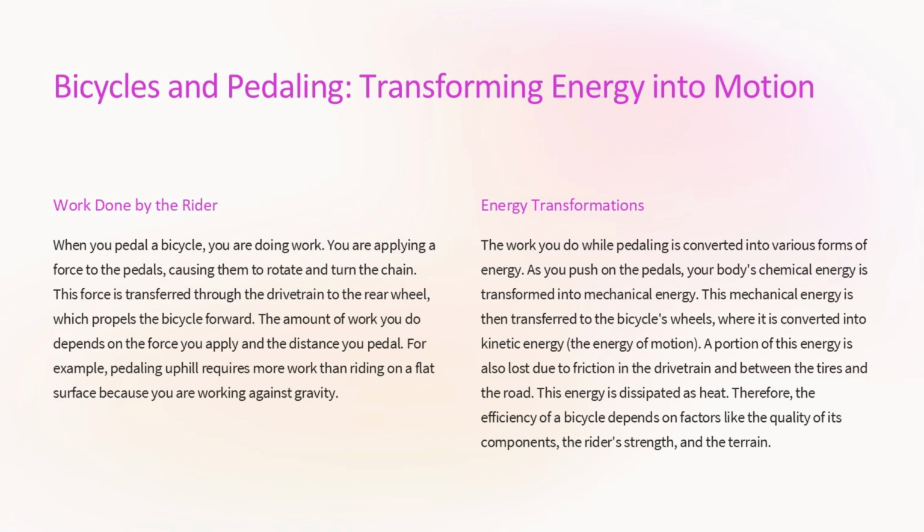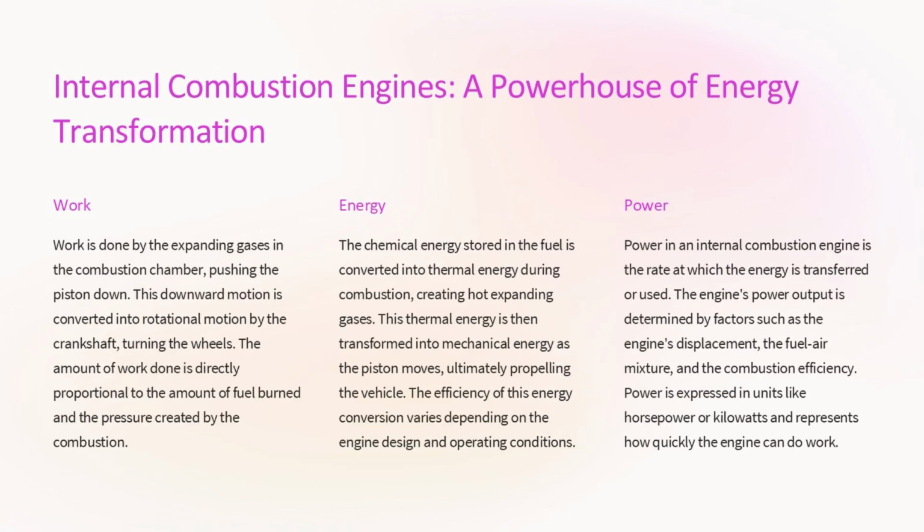As we pedal, our body's chemical energy is transformed into mechanical energy, which is then converted into the kinetic energy of the moving bicycle. However, not all of this energy is used efficiently. Some is lost due to friction in the drivetrain and between the tires and the road, dissipating as heat. The overall efficiency of a bicycle depends on factors like the quality of its components, the rider's strength, and the terrain.